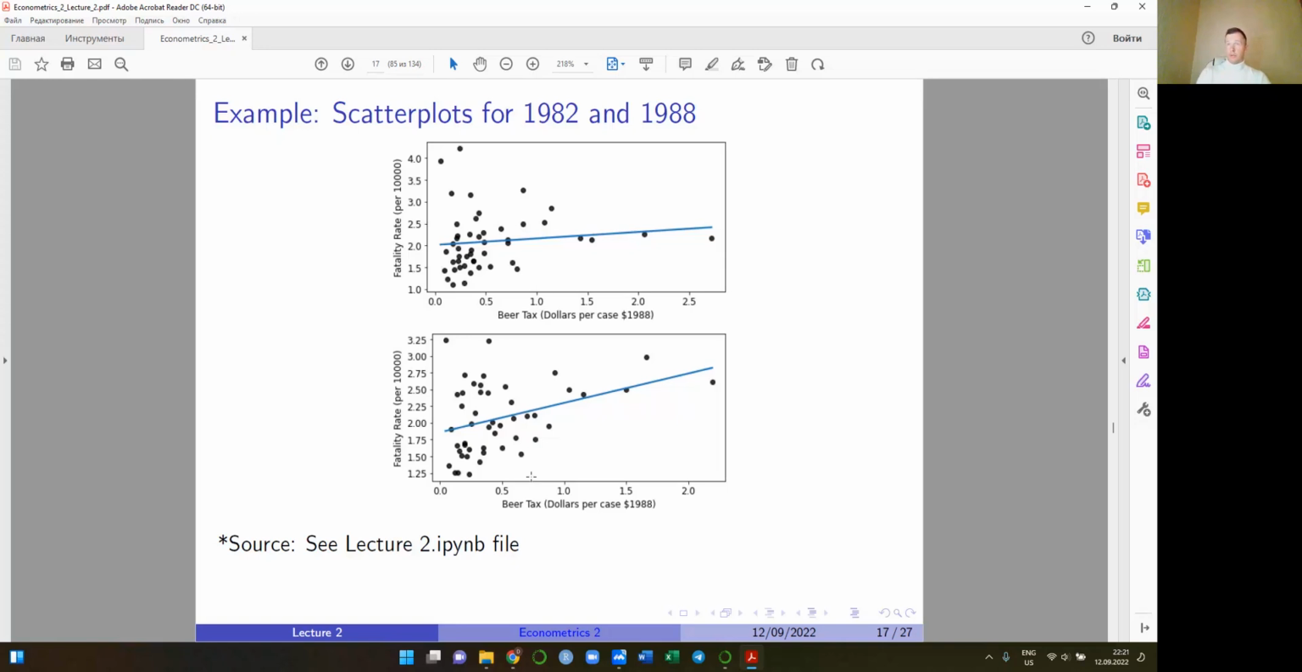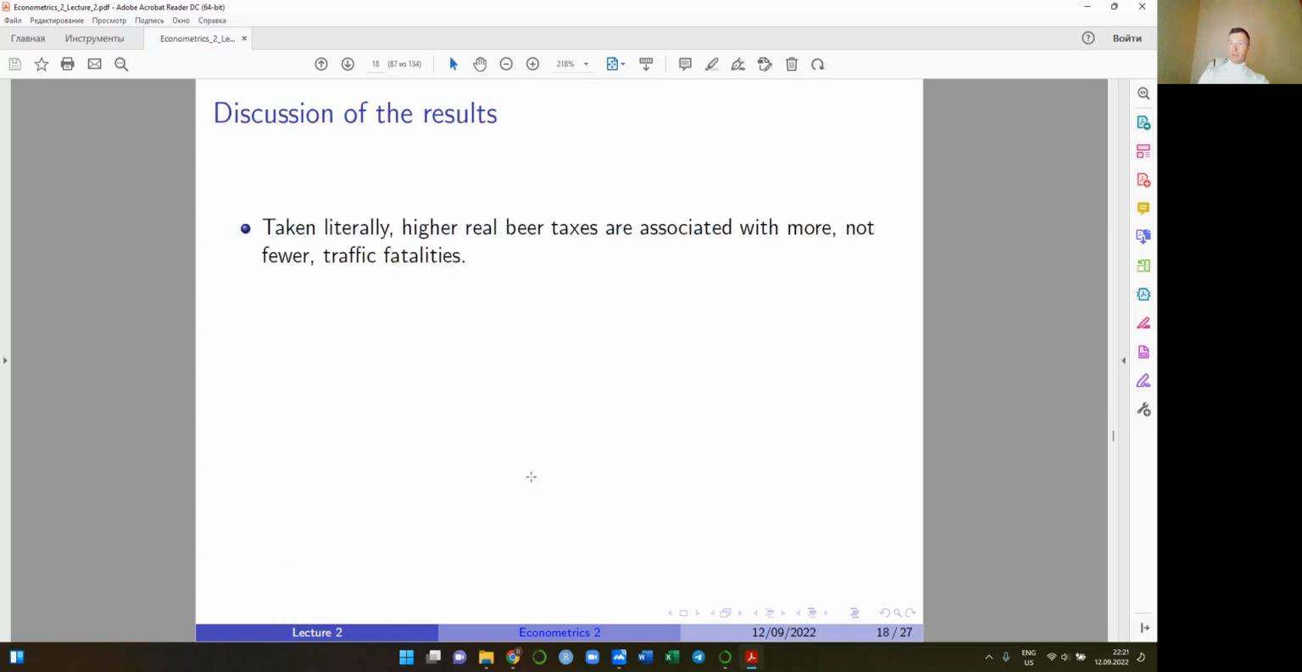What is going to be the policy implication? Well, let's drop beer taxes to zero because it will provide us the lowest possible fatality rate from car accidents. Does it seem logical? I don't think so. So, literally, higher beer taxes are associated with more and not fewer traffic fatalities. But we didn't expect that.